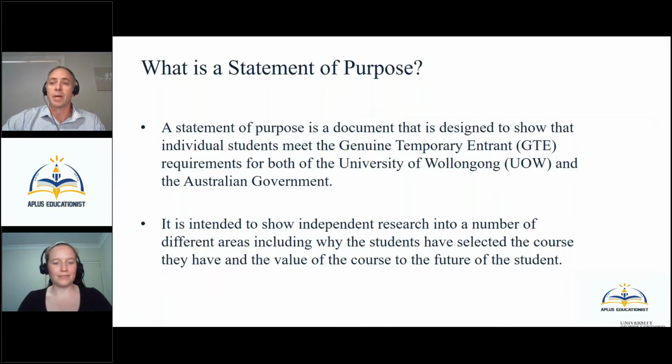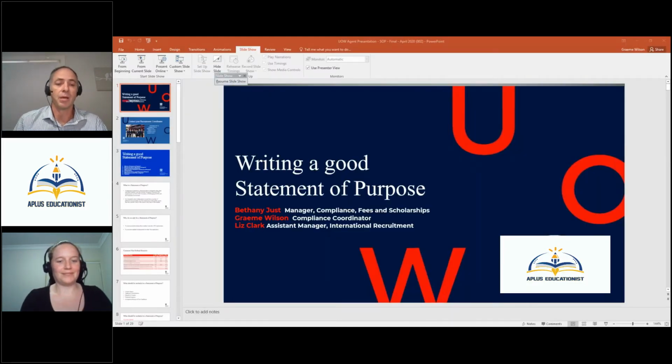So firstly, what is a statement of purpose? There are some points I'm just going to read out for everyone. A statement of purpose is a document designed to show that individual students meet the genuine temporary entrant requirements for both the University of Wollongong and the Australian government. It is intended to show independent research into a number of different areas, including why the students have selected the course they have and the value of the course to the future of the student.